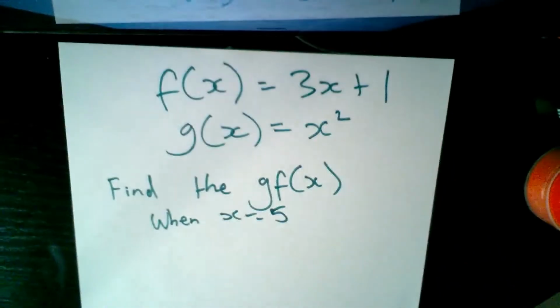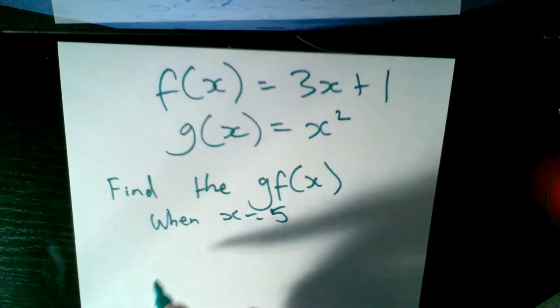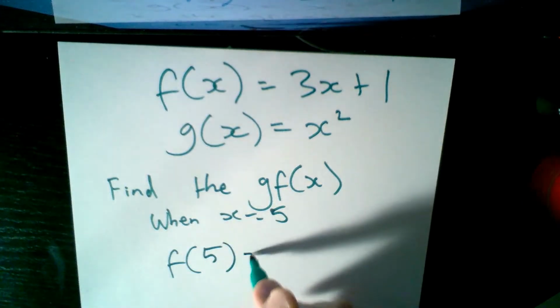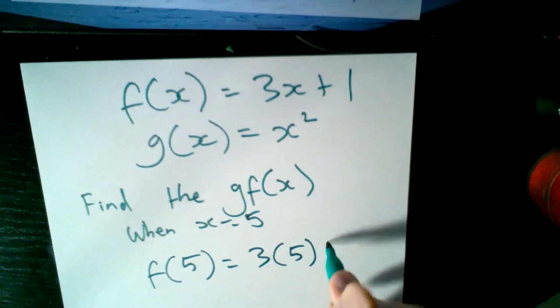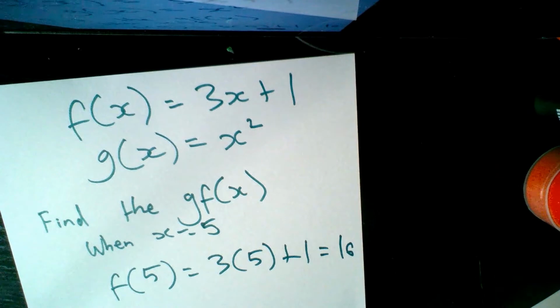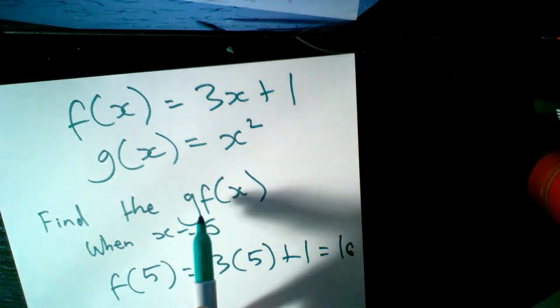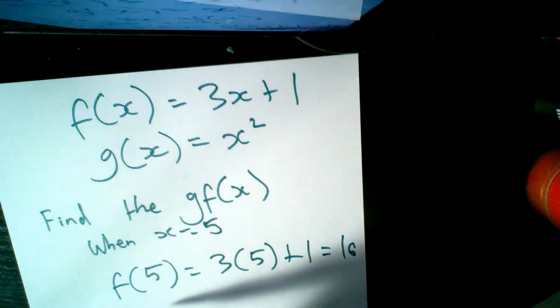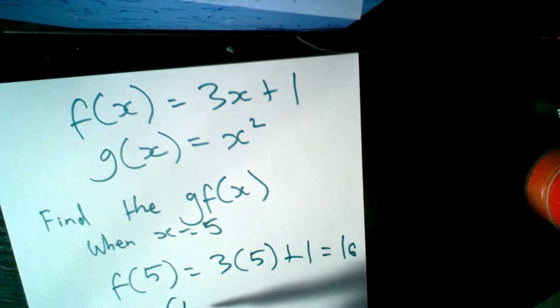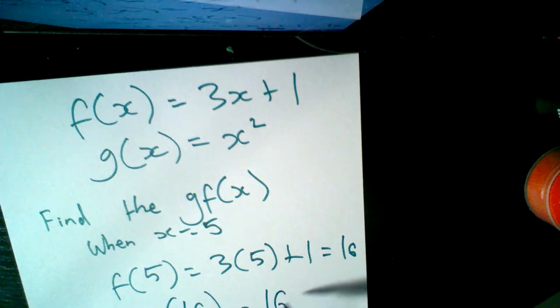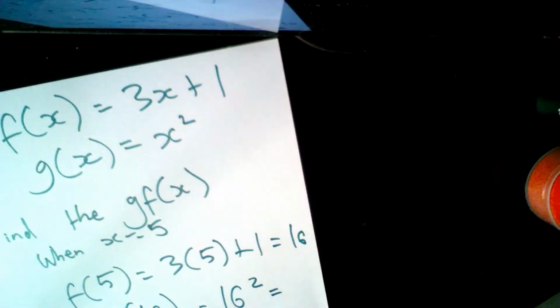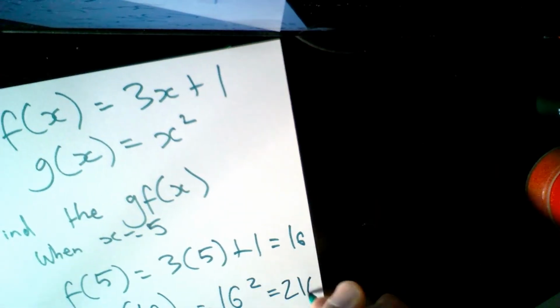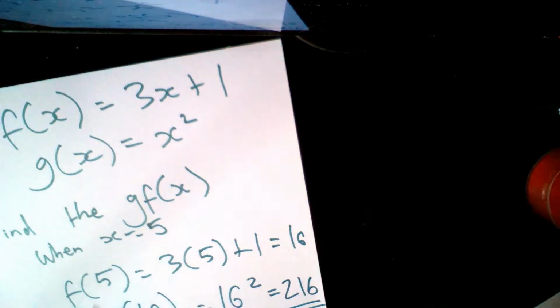Okay? So first of all, we'll do the f of x because it's closer. So f of 5 equals 3 times 5 plus 1 equals 16. Okay, this is our f of x. Now we have to find the g of the f of x. We found that f of x is 16. So now we have to put 16 into the g function. So the g of 16 equals 16 squared equals 256. Okay, so the g of f of x when x equals 5 is 256.